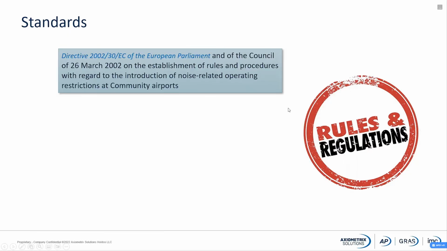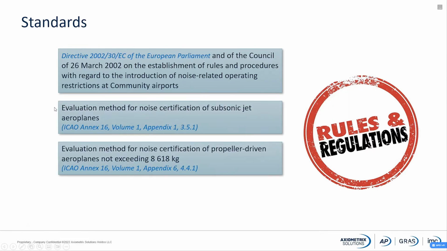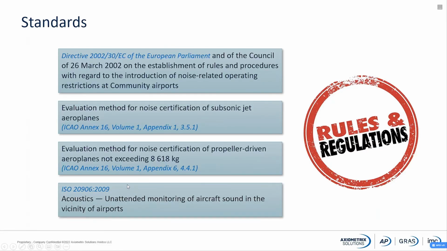But first, a little bit about the number of different rules and regulations. The first one is an EU regulation. We have the ICAO Annex 16, or Federal Aviation Authority Annex 16, which is the environmental part, the volume. And this is divided into subsonic jet airplanes and also propeller-driven airplanes. And right now there is a new standard under development, and that is an ISO standard, the 20906.